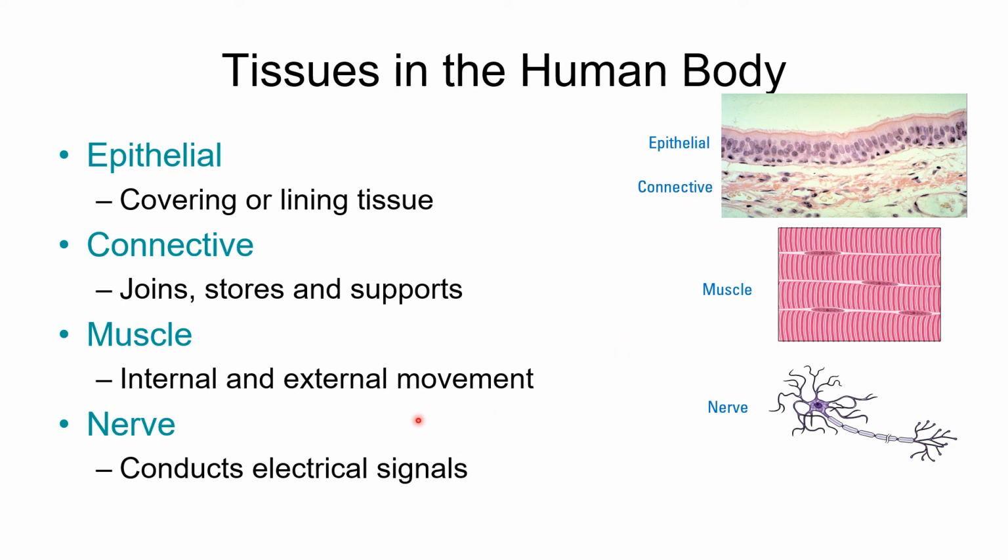Then the muscle. We are seeing the muscular tissue. This is the skeletal muscle and the function of which is internal and external movement. Then here you are seeing the nerve cell with its processes. This is the cell body and a number of short processes, dendrites, and a single long process called the axon, the function of which is to conduct the electrical signals.